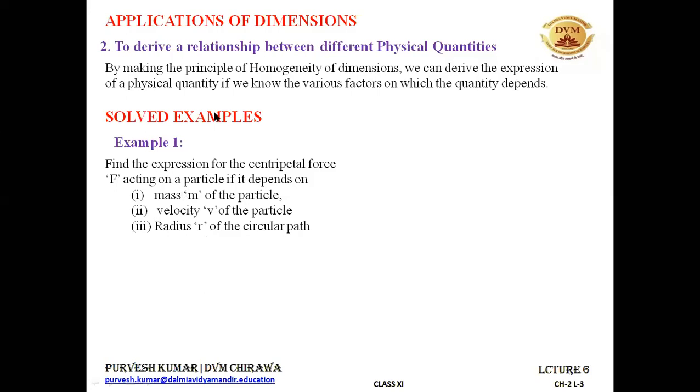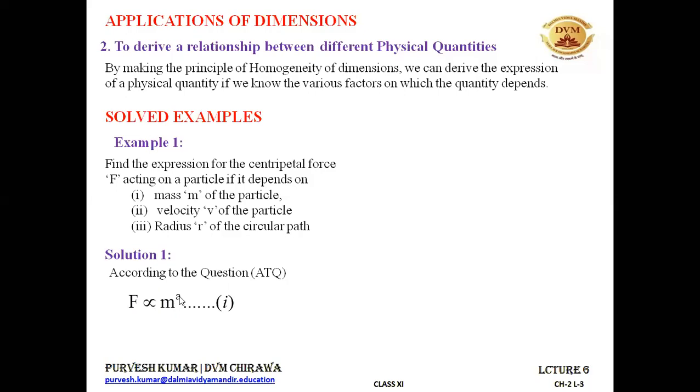We need to apply dimension analysis to find out how F is dependent on these three factors. So let's try to solve it. First you have to write it like this. According to the question, F is proportional to m. We don't know whether it is proportional to m to the power a, m to the power 1 or 2 or 3 or half or minus half. This a can have any value. So we have written F proportional to m to the power a.